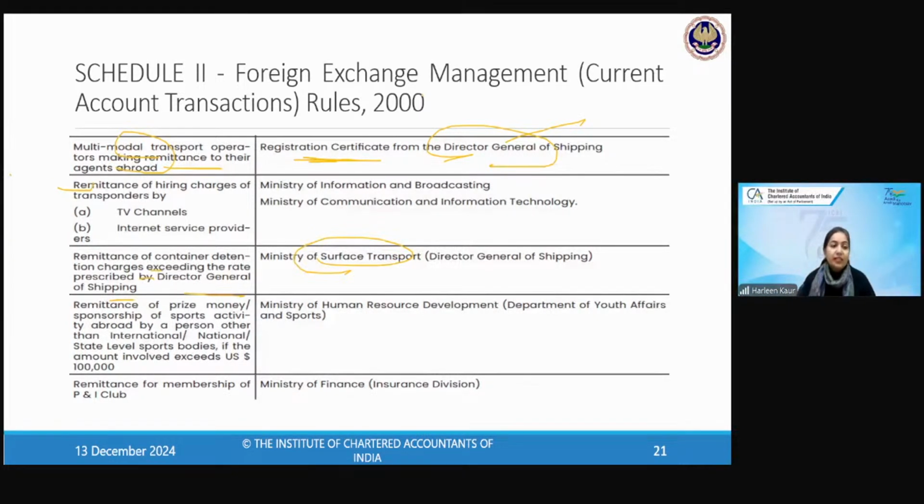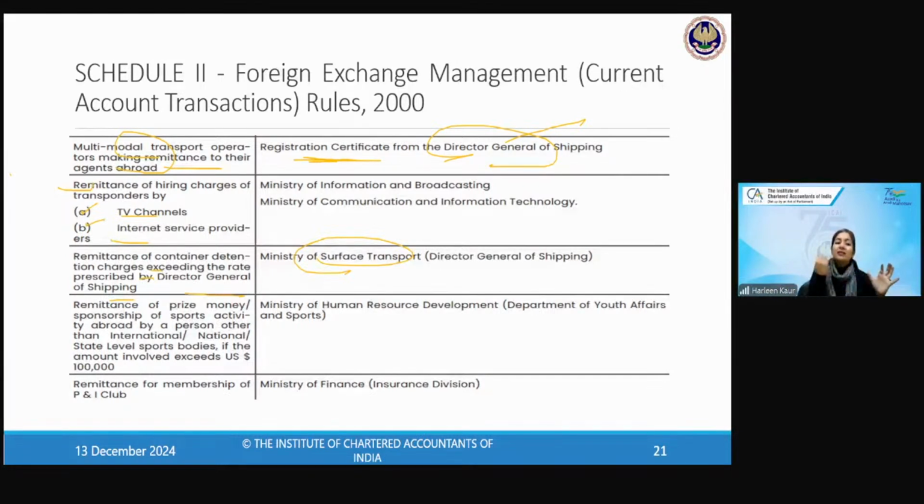Now we are doing the 5th case, very interesting: remittance of hiring charges paid to transponders by TV channels or internet service providers. Now, who are these transponders? Whatever is coming on your Discovery Channel or National Geographic channels. So you have hired outside people who go to the Amazon jungles and click pictures of lions and tigers eating food and chasing animals. All of this is highlighted here via internet or TV channels, but we have certain transponders who are working for us over there. That's how the channels are showing the same things in India.